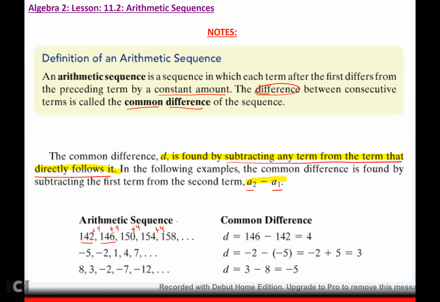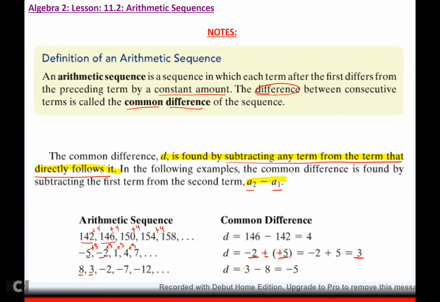Okay, for this one, -5 and -2, if I take -2 minus -5, that double negative turns positive, and you get a common difference of 3. Add 3 to -5 is -2. -2 plus 3 is 1. 1 plus 3 is 4. 4 plus 3 is 7. They're adding 3 every time to get the next term.